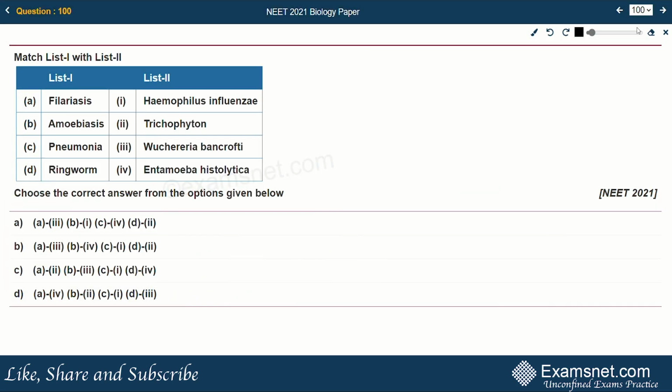And the last question is from the chapter Human Health and Disease, class 12. And we have to match the names of diseases in list 1 with the causative organisms in list 2. So the first disease that is mentioned here is filariasis. And it is caused by filarial worm. What is the name of this worm? The name is Wuchereria bancrofti.